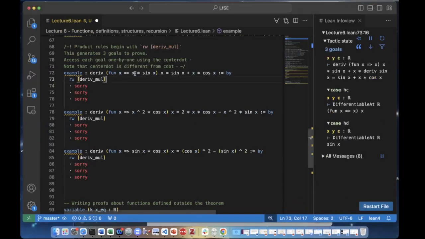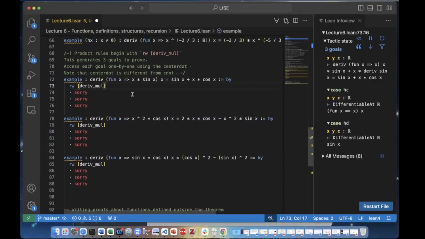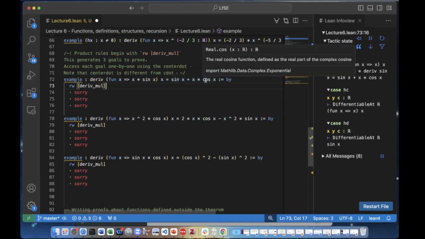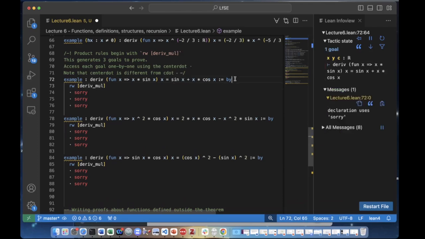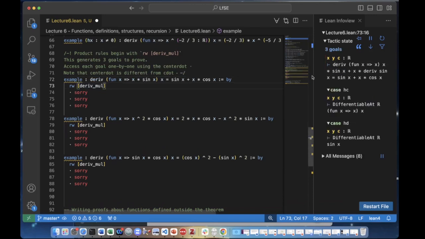So we are looking at some trigonometric functions. We have x times sine of x. What is the derivative of this? Well, first we do the derivative of x with respect to x. Then we have sine x, so that's where the x goes away. And we have x times the derivative of sine of x, which is cosine of x. So that's how we're ending up with this answer now. How do we prove that it is true? Well, after doing this, you can see we formed 3 goals.